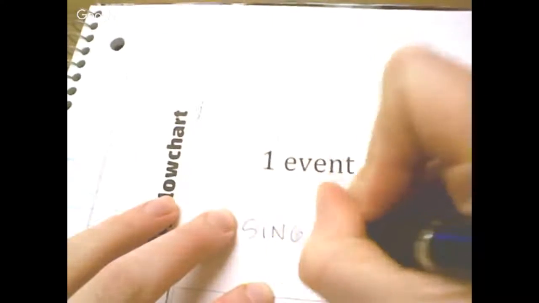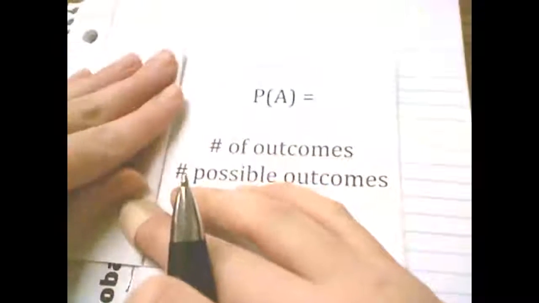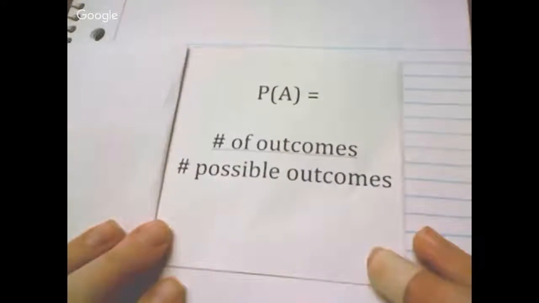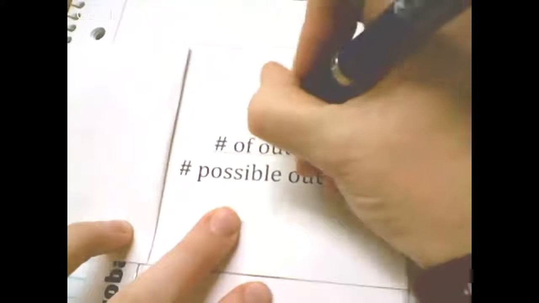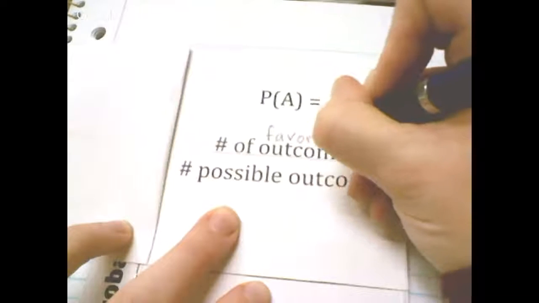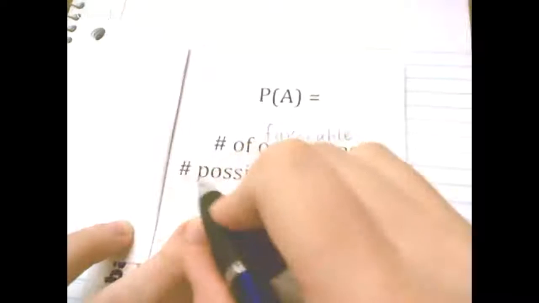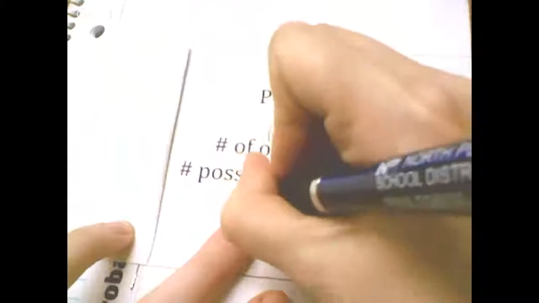Okay, if we want to find the probability of one event, this is a single event. This is what we did last week, where we're looking at the number of outcomes. These are our favorable. This is what we want, over number of possible outcomes, or the total.